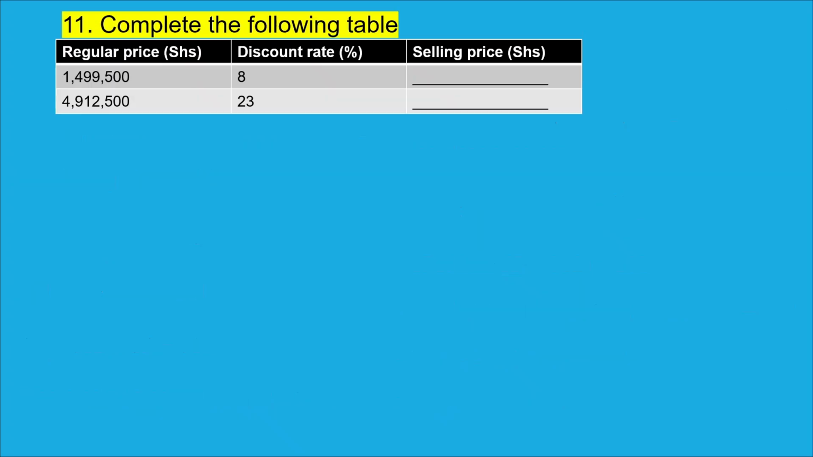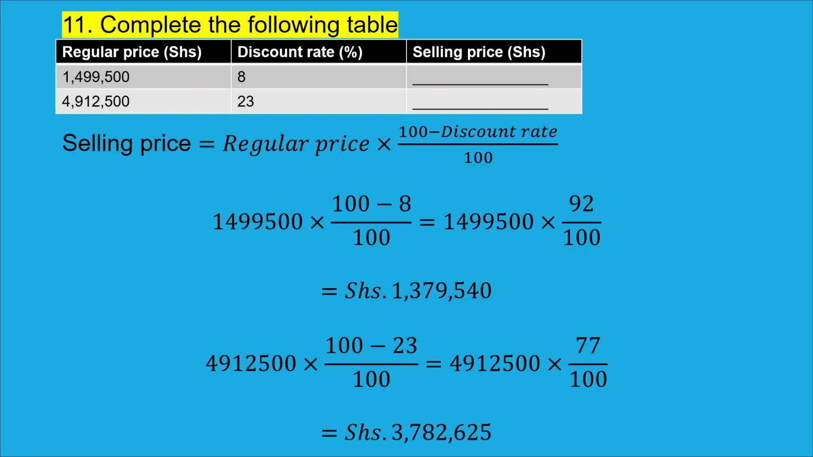If you are given the discount rate and the regular price, how do you get the selling price? Use the general formula, which is selling price equal regular price times 100 minus discount rate over 100. Then you substitute the values there. When you substitute the values there, you divide and you finally arrive at 1,379,540.